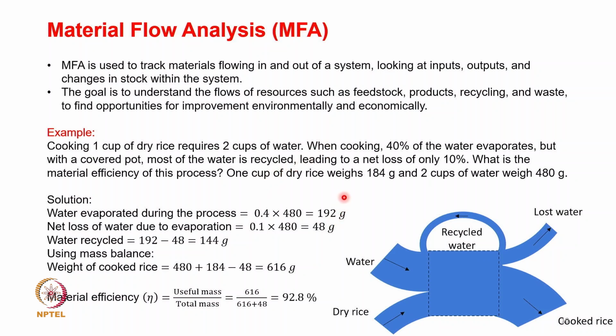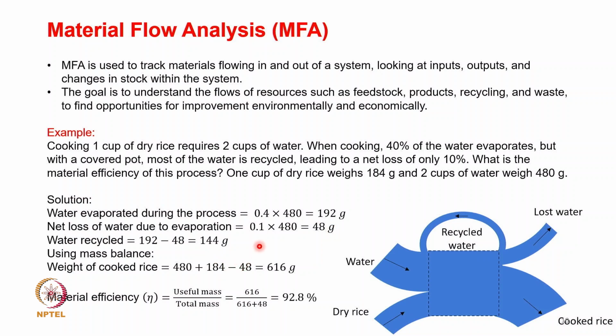We can of course assume that 1 cup of dry rice weighs 184 gram and 2 cups of water weigh 480 gram. So now let's try to do this calculation. What would be the water evaporated during the process? It is 480 gram water and 40% evaporates. So 0.4 times 480 is 192. And the net loss of water due to evaporation, it says the net loss is 10%. So 0.1 times 480 is 48 gram.